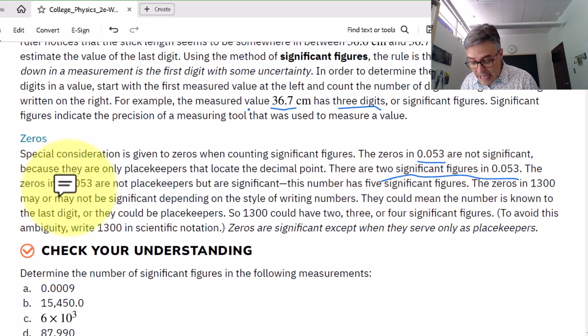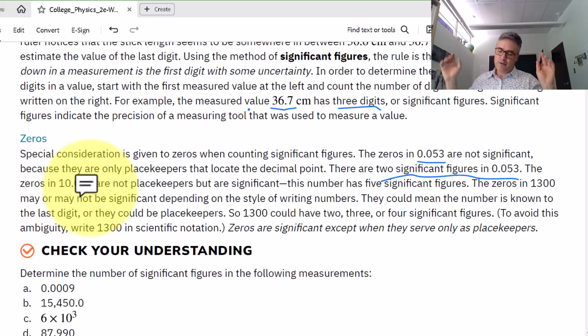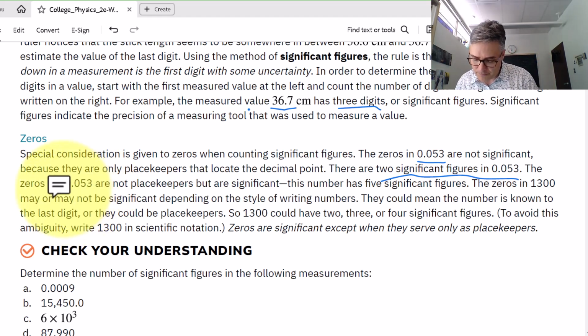But if you were to say 10.053, then all of a sudden the zeros are not placeholders there, they're part of what you measure. This is actually a very precise measurement with a 1/10,000th of uncertainty. So this is 1, 2, 3, 4, 5 significant figures. So you've got to be a little careful with the zeros.